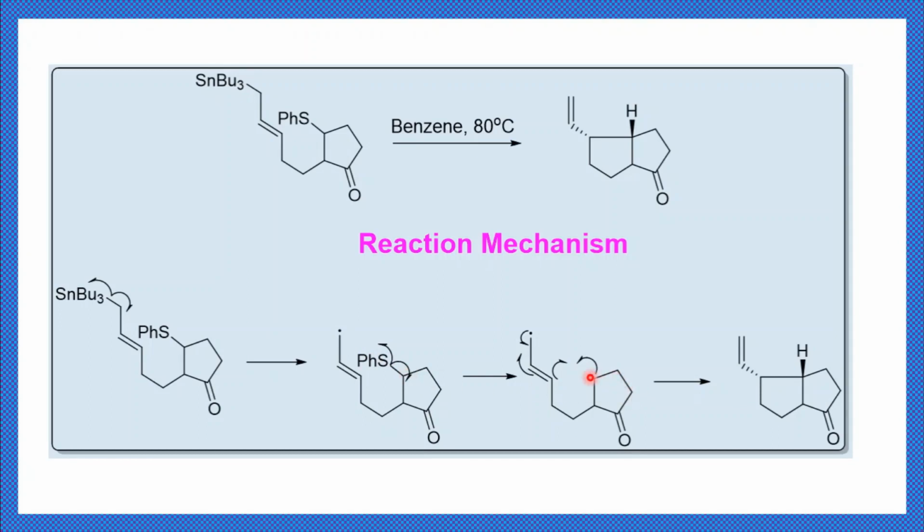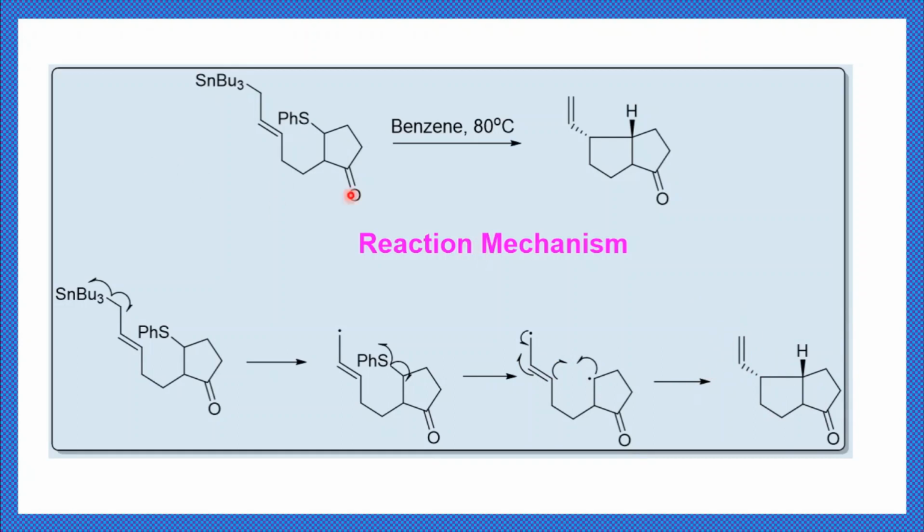Now this CH2 radical reacts with this carbon-carbon double bond. The breaking of this carbon-carbon double bond takes place. It generates CH2 and CH2 radical. This CH2 radical reacts with this CH2 radical. It forms your 5-membered ring, and you will get this product.